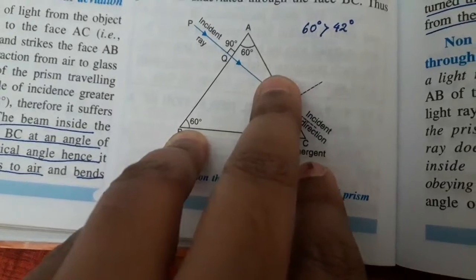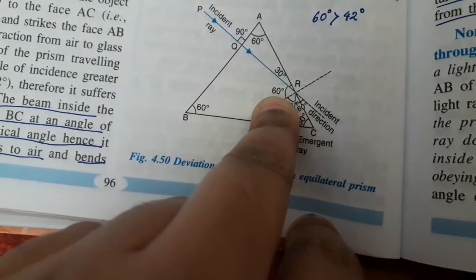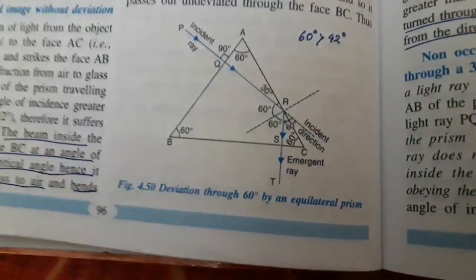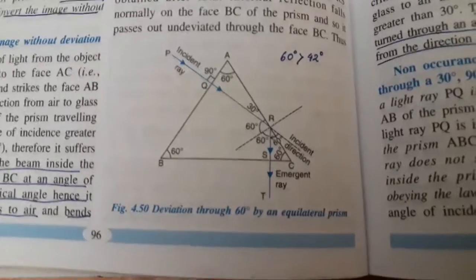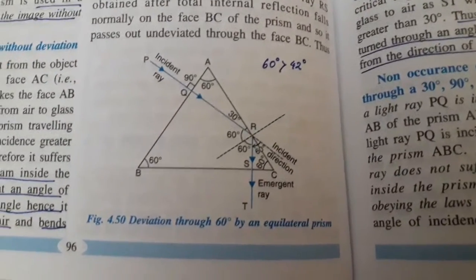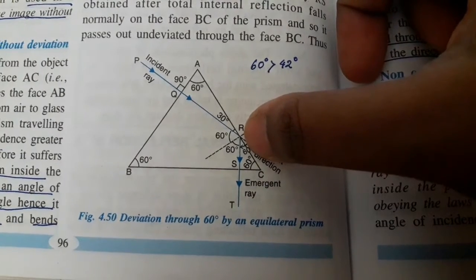What will be the angle of incidence? The angle of incidence is not 30 degrees. The angle of incidence is the angle between the incident ray and the normal. So if you draw a normal here, the angle of incidence is 60 degrees. Now 60 degrees is greater than 42 degrees, right? So as 60 degrees is greater than 42 degrees, what will happen? What is 42 degrees? 42 degrees is the critical angle of glass. So that's why it will suffer total internal reflection.